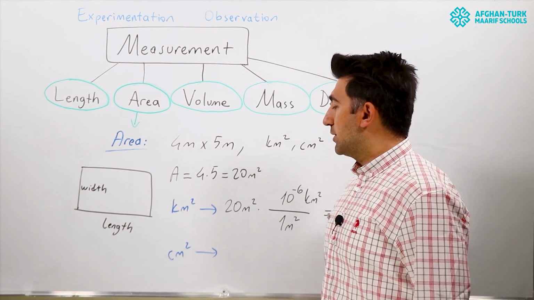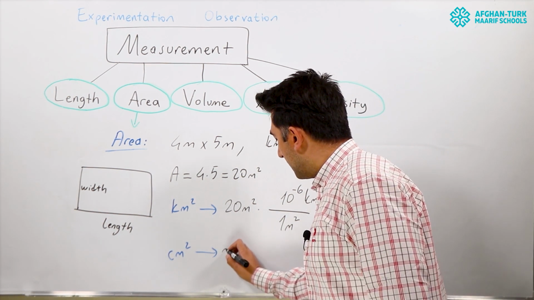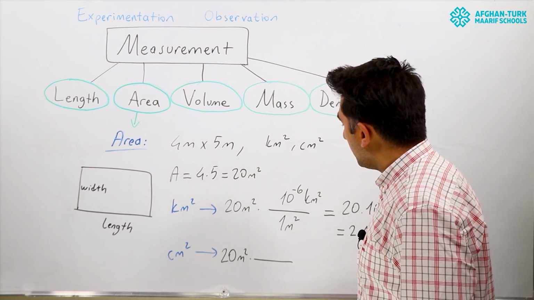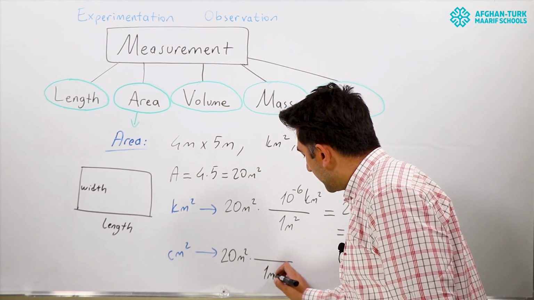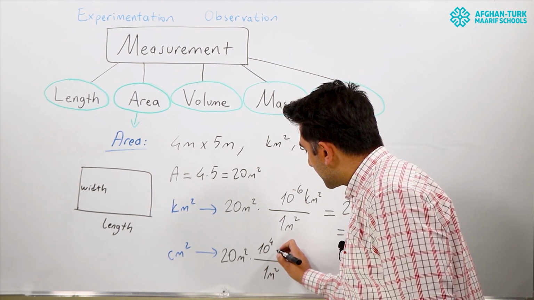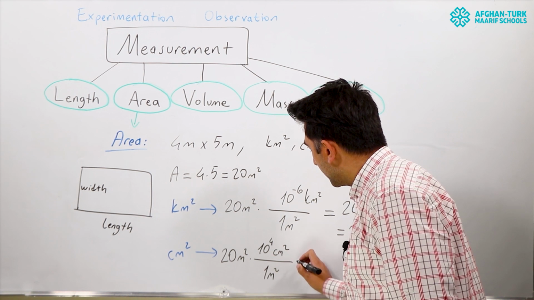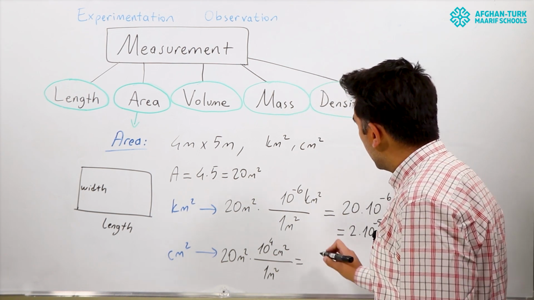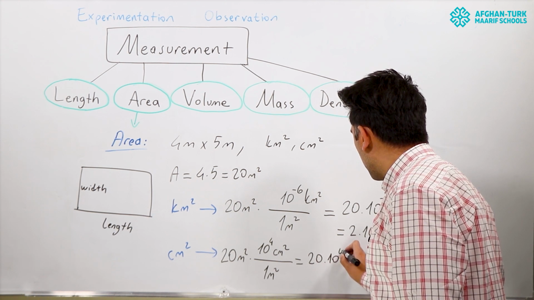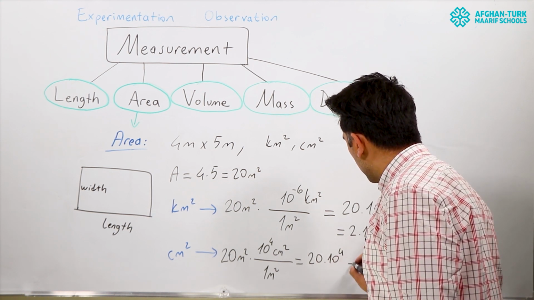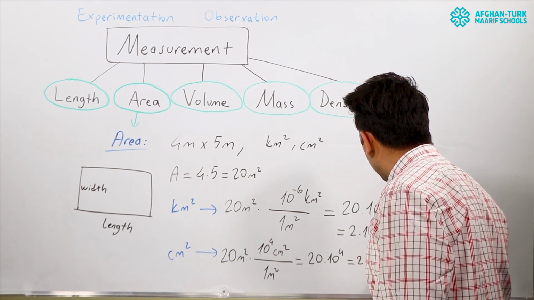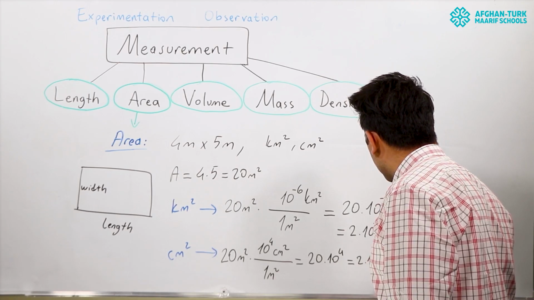How about centimeter square? Again, I'm writing 20 meter square here. 1 meter square is equal to 10 to the power of 4 centimeter square. That will be equal to 20 times 10 to the power of 4, and that's equal to 2 times 10 to the power of 5 centimeter square.